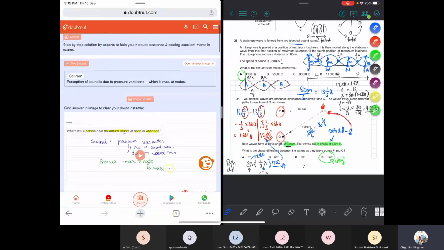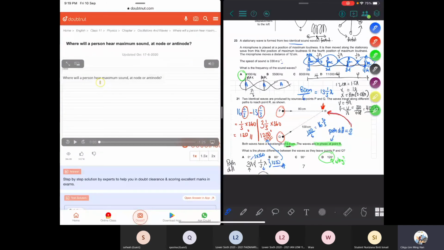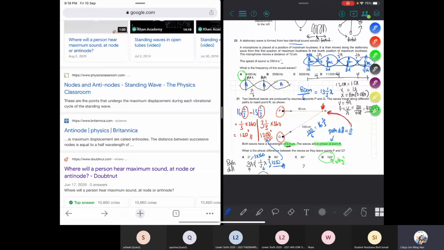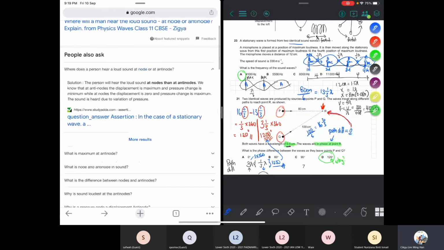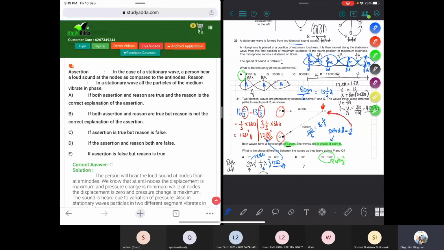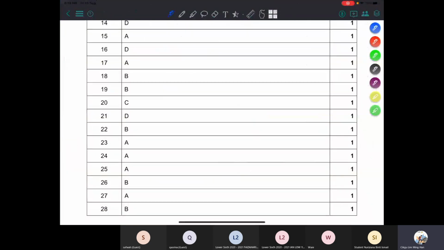That's not the answer, right? Let me check the answer first. This is number 23. 23 is A. So I got the answer correct.